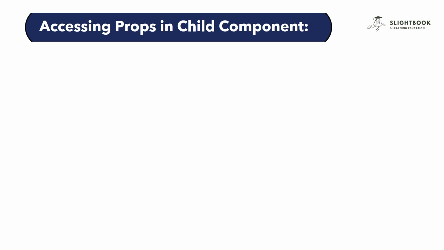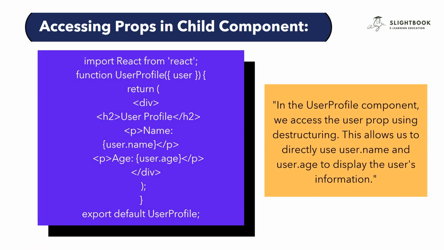Accessing props in child component. In the UserProfile component, we access the user prop using destructuring. This allows us to directly use user.name and user.age to display the user's information.